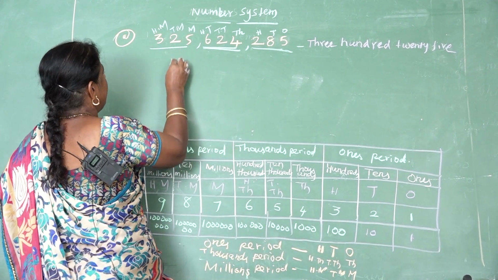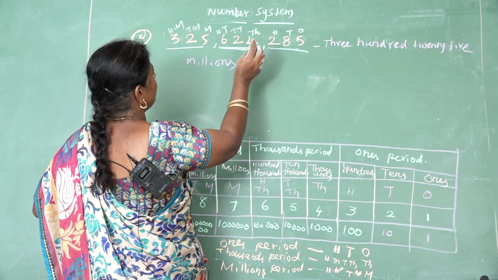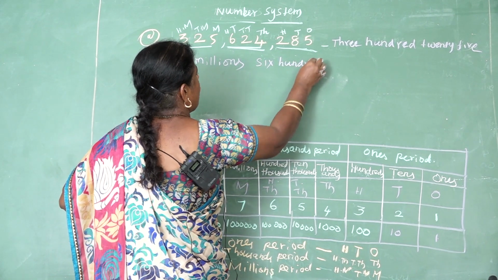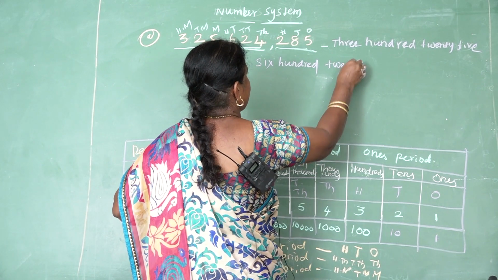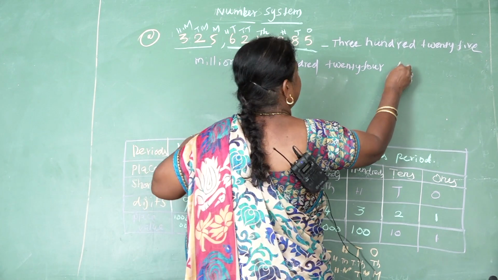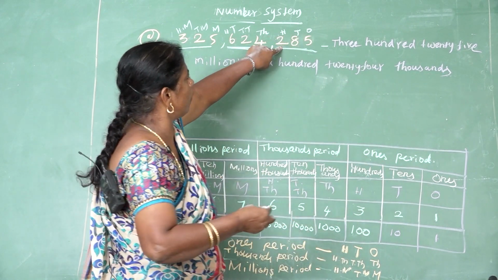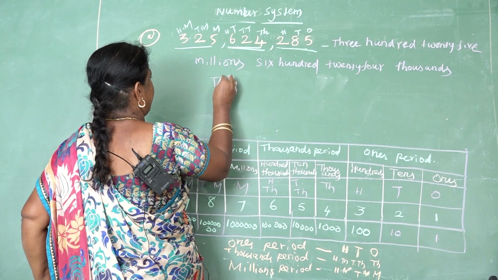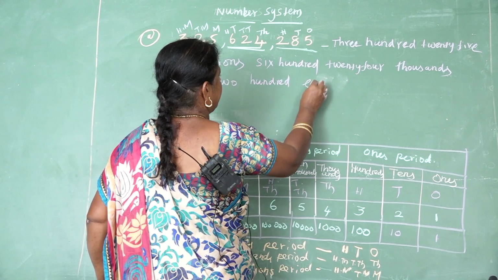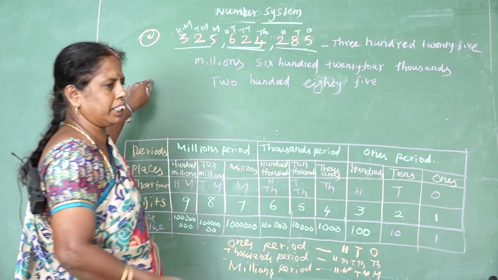Three hundred twenty-five millions. Spell the word millions: M-I-L-L-I-O-N-S, millions. Then how much is this in the thousand period? 624. Spell the word thousand. Then how much is this in the ones period? 285. Spell the word eighty: E-I-G-H-T-Y, 85. Okay, so we see another example.